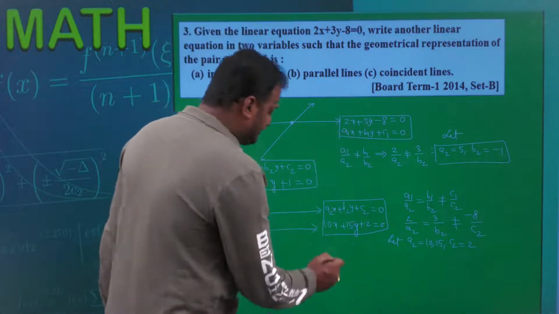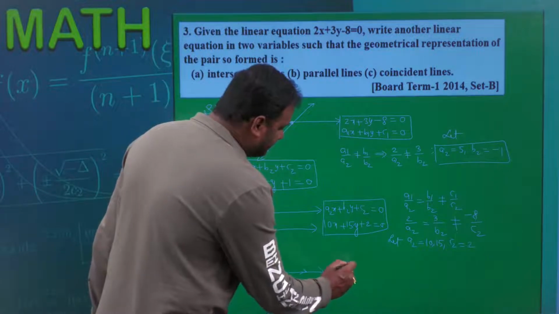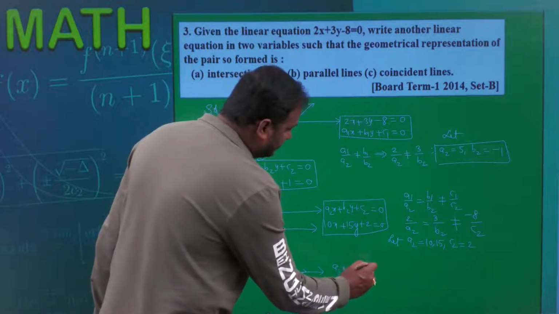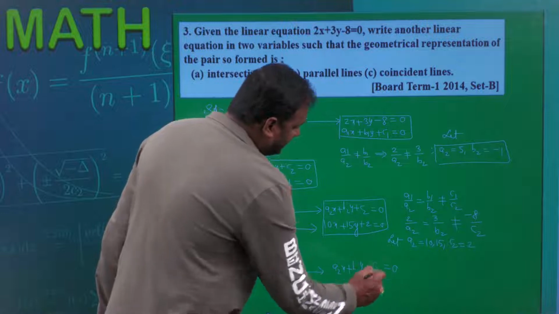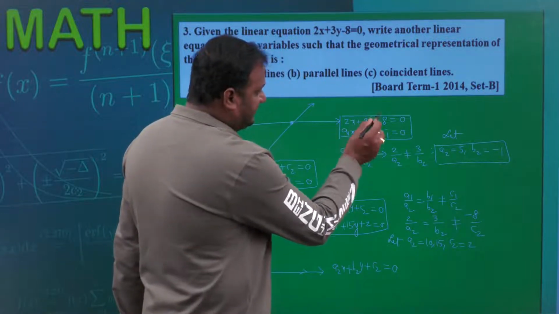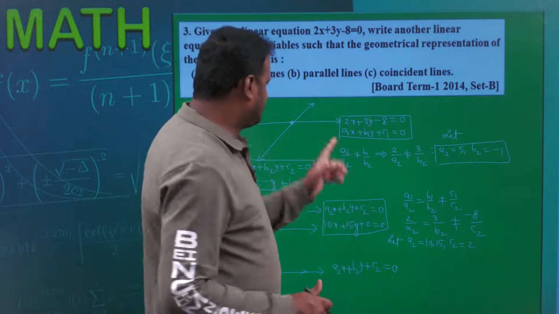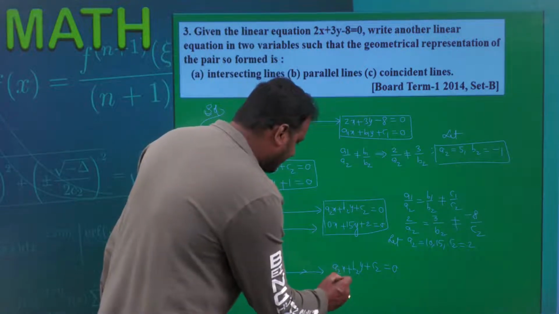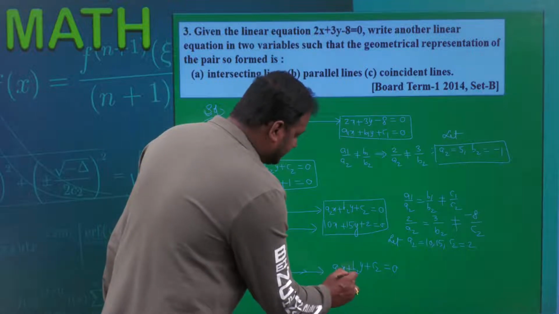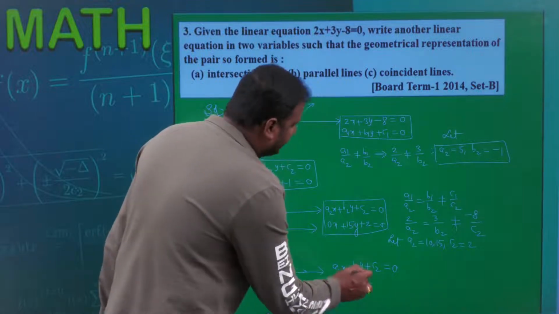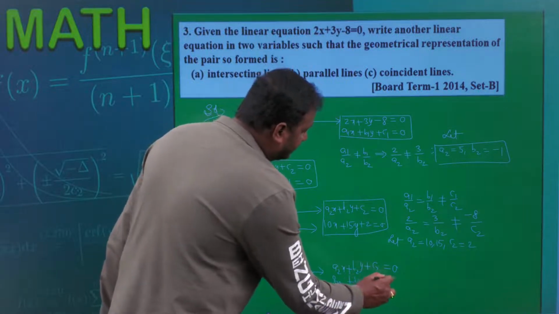See here, this is for example a2x plus b2y plus c2 is equal to 0. Correct? 2x plus 3y minus 8 equal to 0. I am going to multiply everything by 4 for example. So 4 twos are 8x plus 4 threes are 12y minus 4 eights are 32 equal to 0.